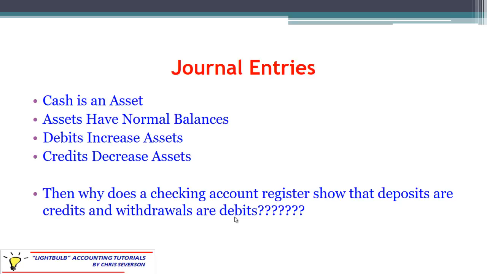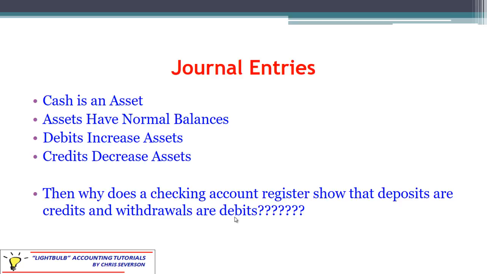So here is another thing that struck me as odd my first couple of weeks of accounting. It's an important thing to get to understand. We said cash is an asset. Assets have normal debit balances. Debits increase assets because of that. And then the opposite, the credit will decrease the asset. So debits increase cash, credits decrease cash.